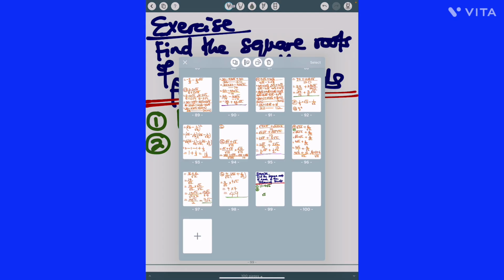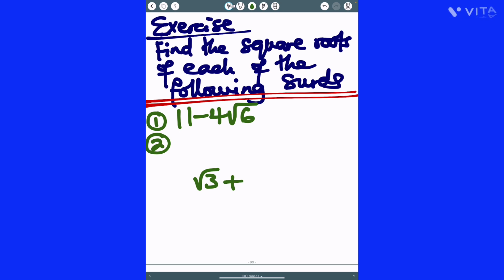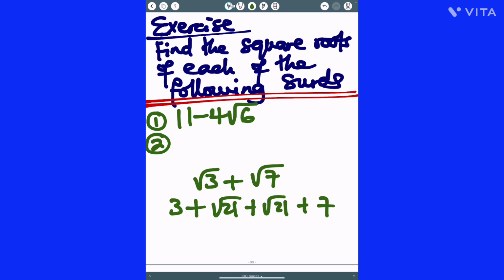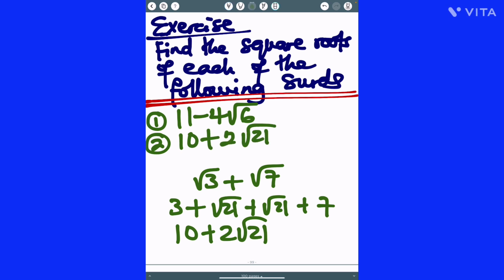Let's do one with root 3 plus root 7. So root 3 times root 3, 3. Root 3 times root 7, root 21, then 7. So this is 10 plus 2 root 21. So let's make our second question: 10 plus 2 root 21. Your answer should be, this is just a trick, for this question 2, root 3 plus root 7 and root 7 plus root 3.